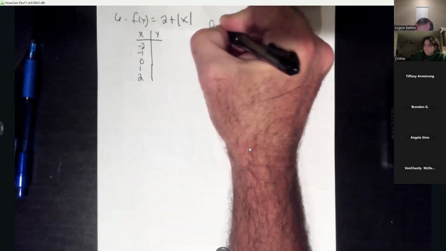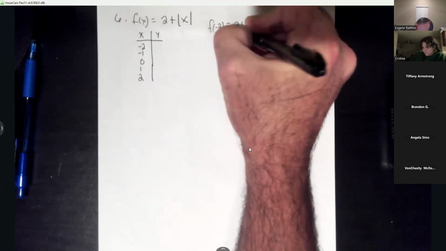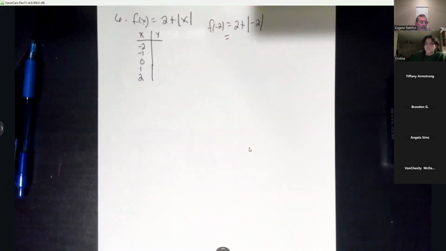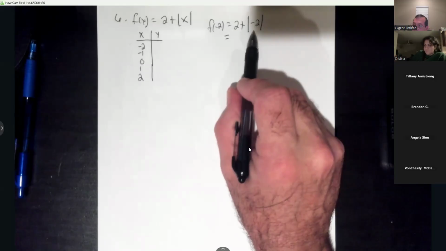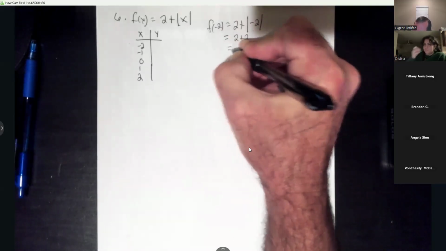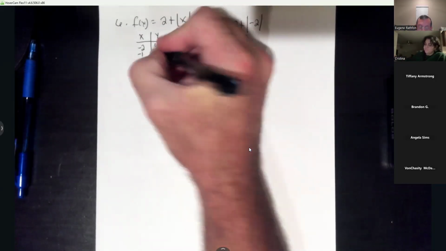So, y'all, if you're putting a negative 2 into that, you'll have 2 plus absolute value of negative 2. What in the world will that give me? Angela, you're pretty quick over there. You got a 4. Good job. Because absolute value of negative 2 is 2. So that's 2 plus 2, which is definitely a 4.